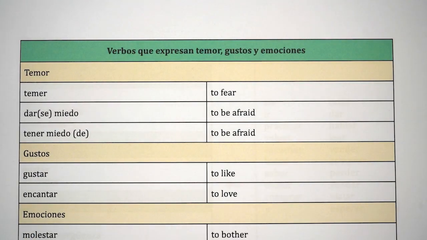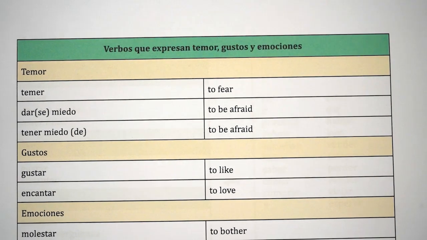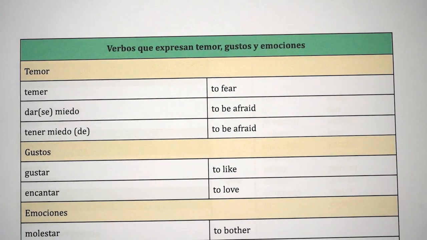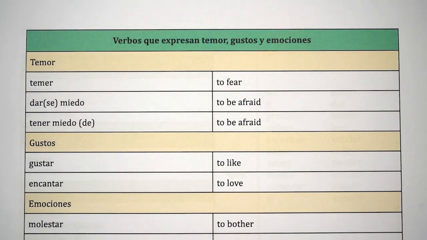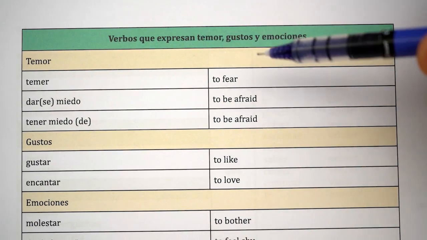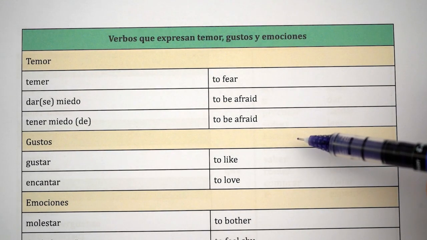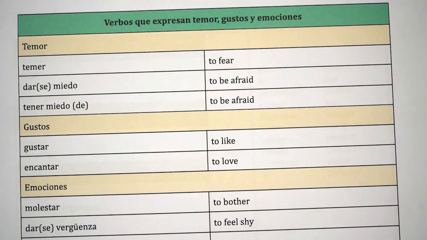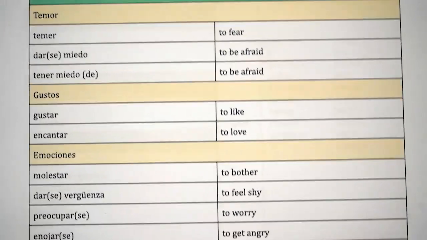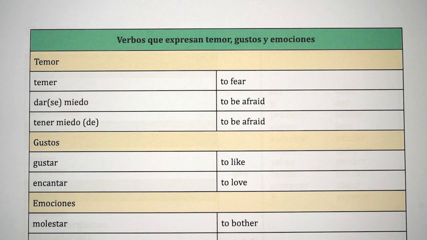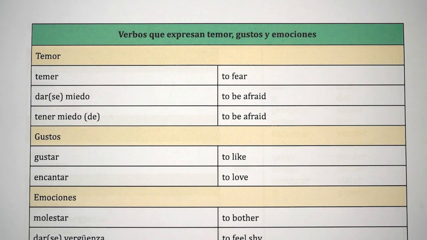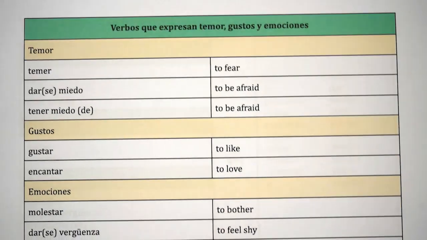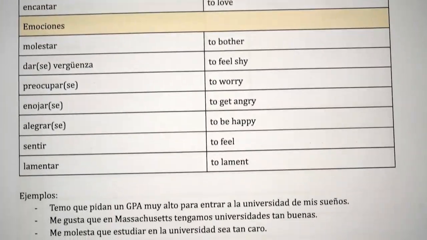I am showing you here a list of some of the verbs that we are going to use in this use, which is the ones that express fear, preferences or likes, and emotions. Check them out, study them. I'm attaching a Quizlet in the description for you to have opportunities to study them. Please don't miss them out.